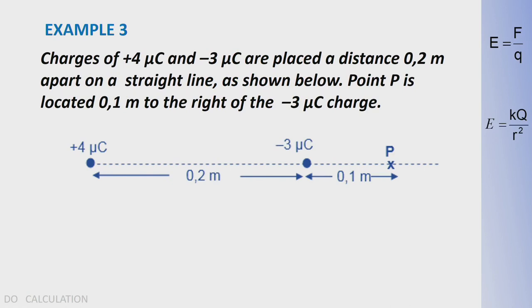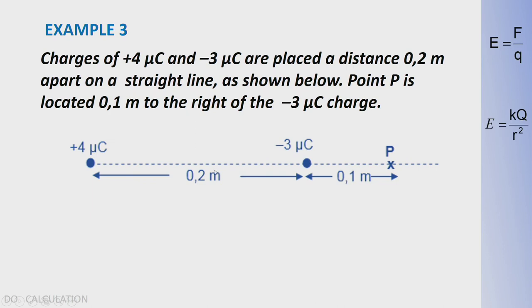So here's example three. Example three says that I have two charges, positive 4 microcoulombs, 4 multiplied by 10 to the minus 6 coulombs. And we have another charge, minus 3 microcoulombs, minus 3 times 10 to the power minus 6 coulombs. That's what we have here. And we see that this one is 0.2, 0.3 meters from point P. Point P is located to the right of the minus 3 microcoulomb charge. So from here to point P, we're going to have 0.3 meters. And from here to point P is going to be 0.1 meters.